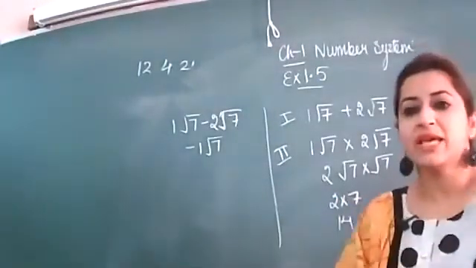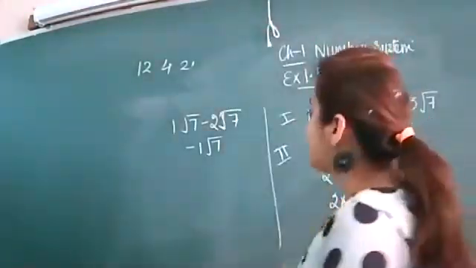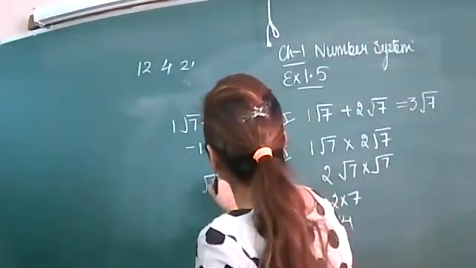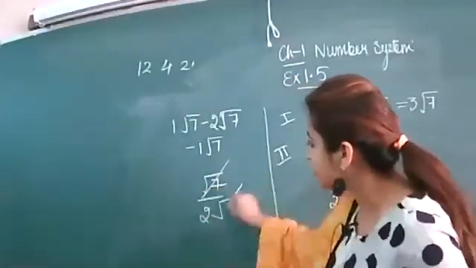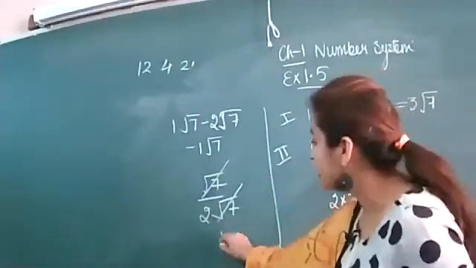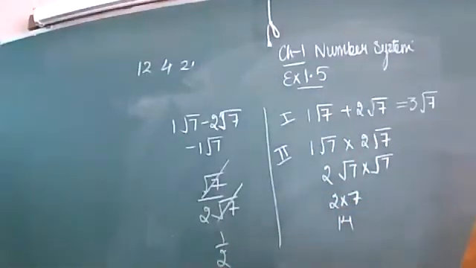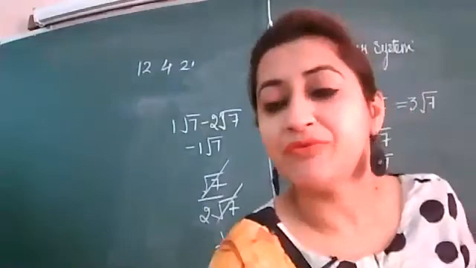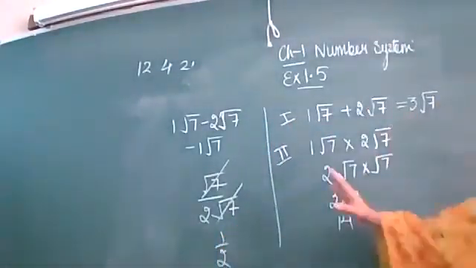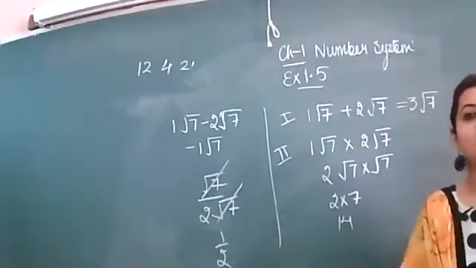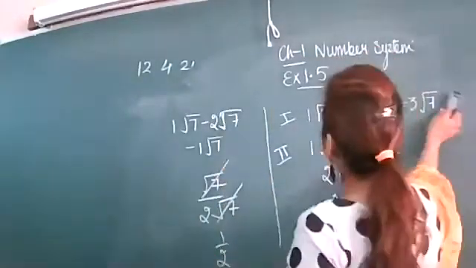Now if the same question I want to divide, what you will do, if you want to divide root 7 with 2 root 7, root 7 will cancel out, your answer is 1 by 2. Got it? So I have shown you one example in which I have done all the 4 operations, added, multiplied, subtracted and divided. Got it? Any doubt? So I'm writing one question for you, you please solve it out.